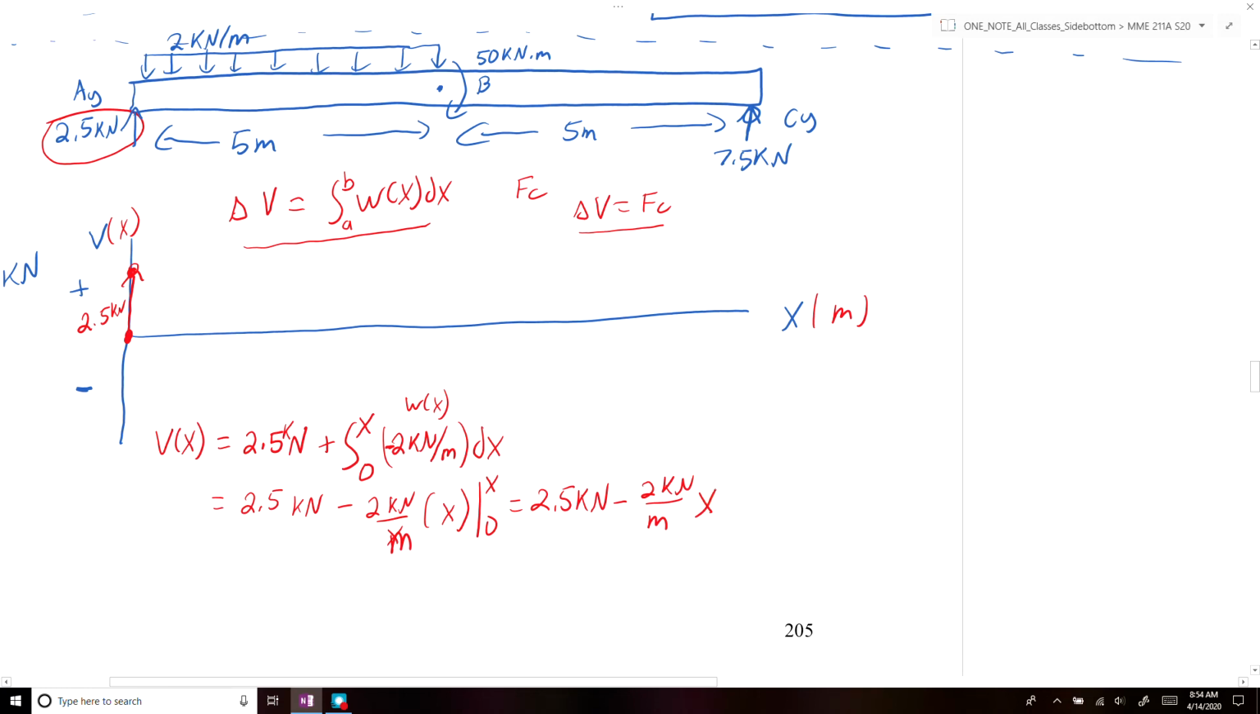What you'll notice is this equation is just the equation of a line, where we have a constant minus a slope times x. So we have minus 2 kilonewtons per meter as our slope. So we'll draw a line that goes from point A to point B, where this line here is equal to this equation down here.